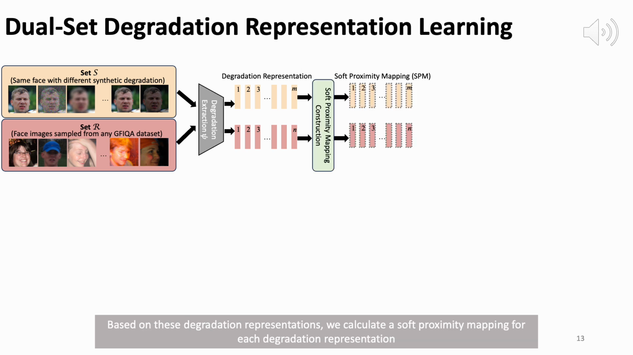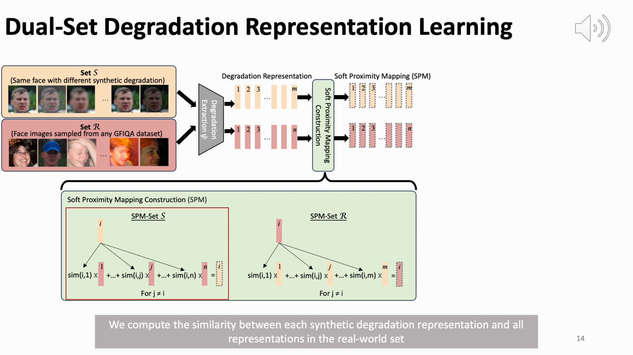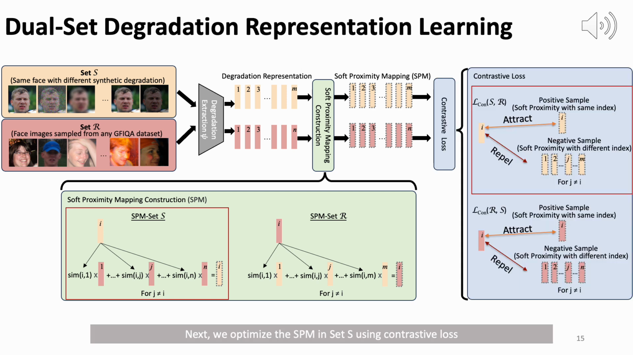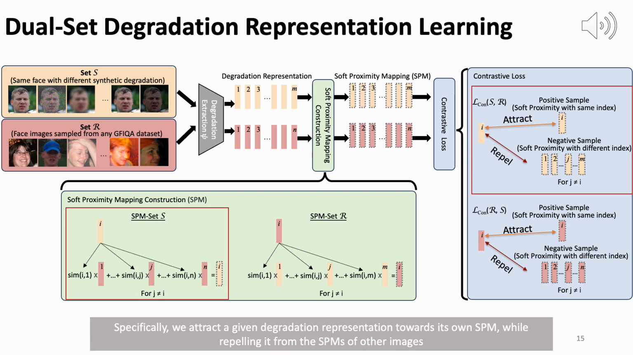Based on these degradation representations, we calculate a soft proximity mapping, or SPM, for each degradation representation. We compute the similarity between each synthetic degradation representation and all representations in the real-world set. Then, we weight and combine these real-world degradation representations based on their similarities to obtain the SPM. Next, we optimize the SPM in Set S using contrastive loss. Specifically, we attract a given degradation representation towards its own SPM, while repelling it from the SPMs of other images.